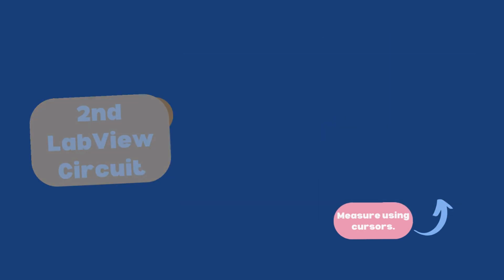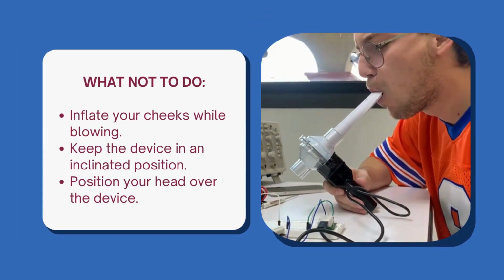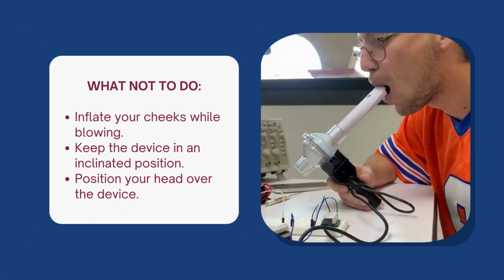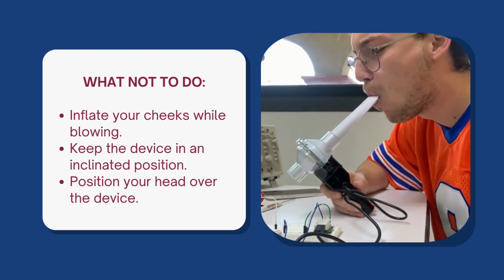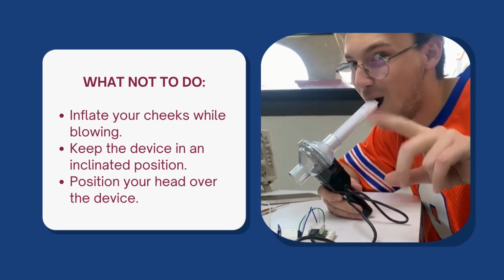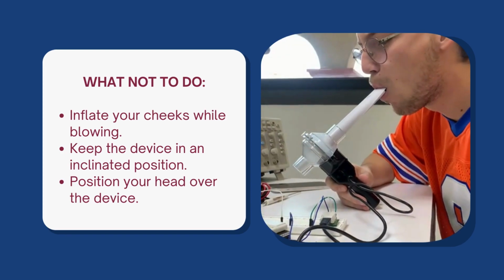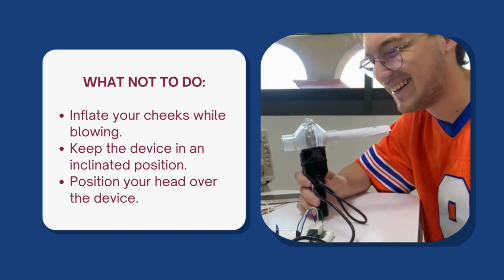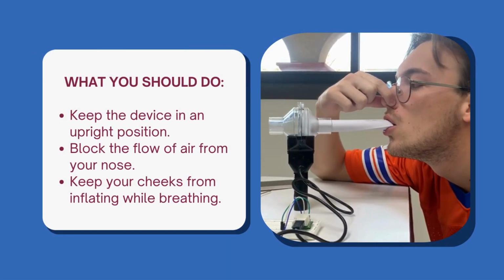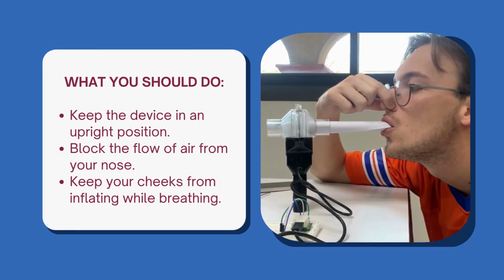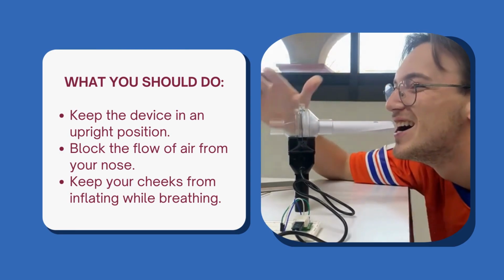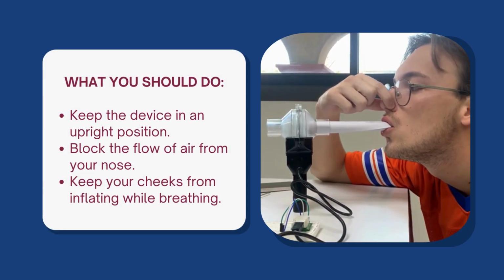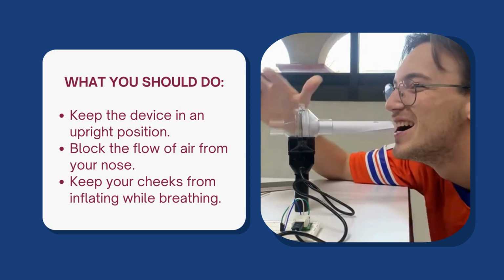In order to get the right signal, it is important not to do any of these things when taking samples. First, it is important that the user does not inflate the cheeks, as this will cause changes and alterations in the results. Another important thing is not to tilt the device, or keep the head well positioned above the device at the time of the sample. The correct procedure to follow to get the most accurate results possible is first keep the device in an upright position. You should also cover the flow of the nose as shown in the video, and finally it is important not to inflate the cheeks while breathing.